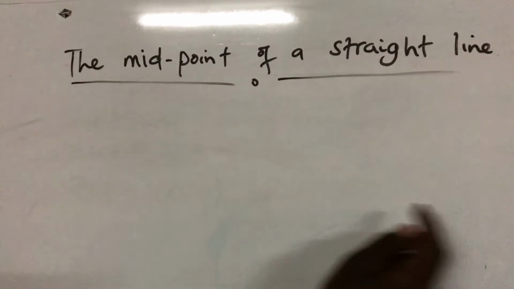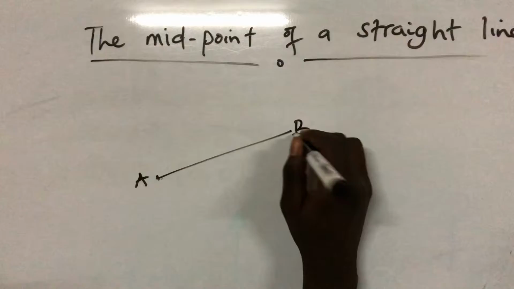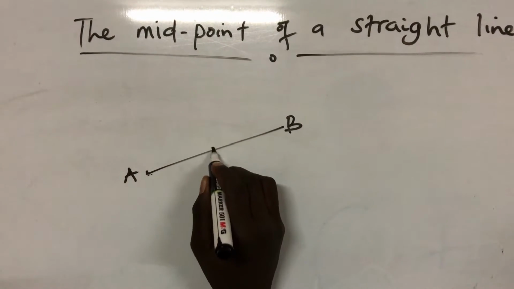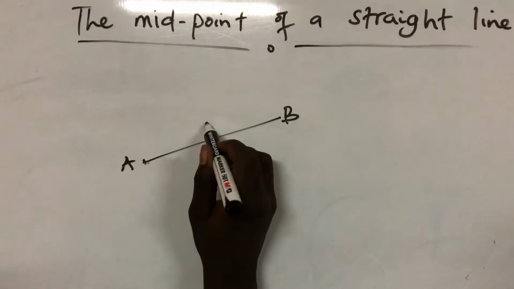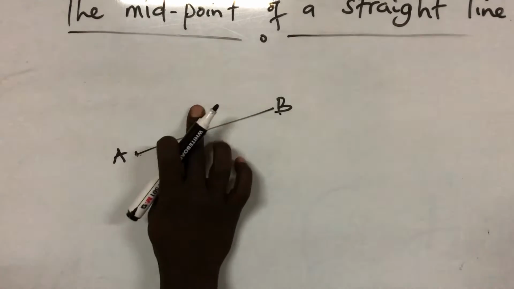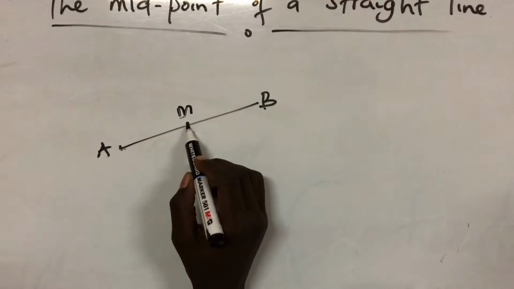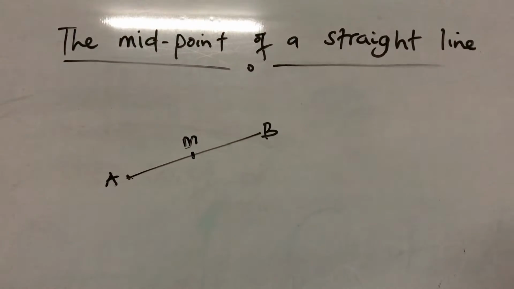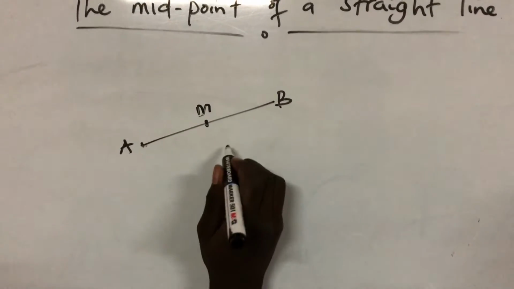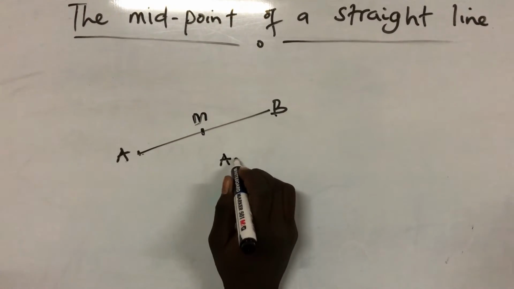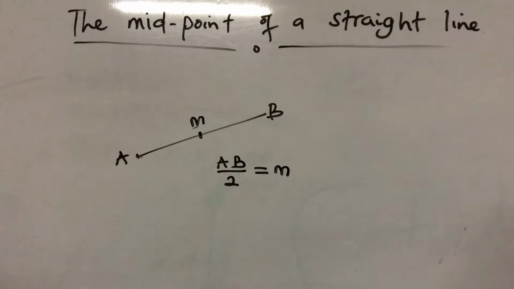The midpoint of a straight line means if you have a straight line that runs from point A up to point B, this becomes the midpoint. It means the center, a distance that is equal from A to that point, which is our midpoint. For this case, let's use the letter M. M from A should be equal to M from B. So to get the midpoint, it's like getting the whole length from A up to B and dividing by 2. This gives us the midpoint M.